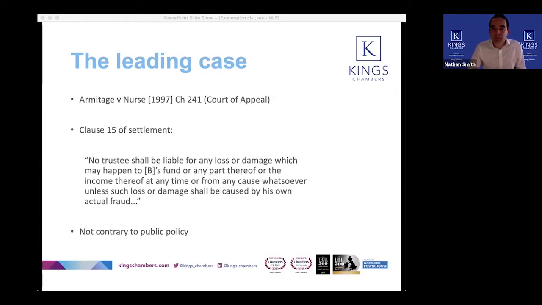Now, claims by the beneficiary that the clause was void for repugnancy or contrary to public policy were rejected. And what the court held was that it was effective to exempt a trustee from liability for loss or damage, no matter how indolent, imprudent, lacking in diligence, negligent, or willful he may have been, so long as he didn't act dishonestly or fraudulently. So the terms of a trust, or indeed the terms of a will, can exclude liability for everything except fraud. But what does that mean in this context?